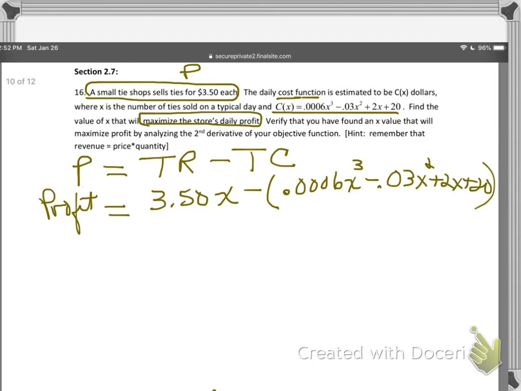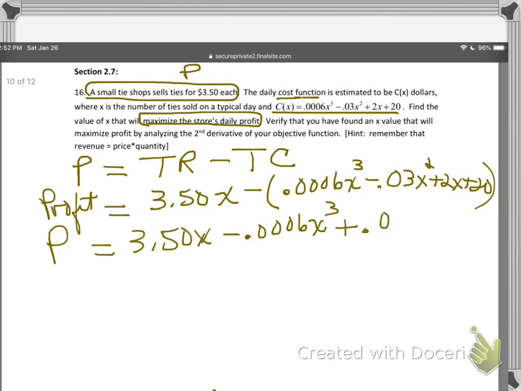So shall we clean this up? My profit is going to equal 3.50x minus 0.0006x cubed, and there's a decimal point here. Now minus a minus is going to be plus, so this is where people tend to mess up, so don't be that person. And then minus a plus is a minus, and then minus again is a minus. Okay, so that's my profit equation.